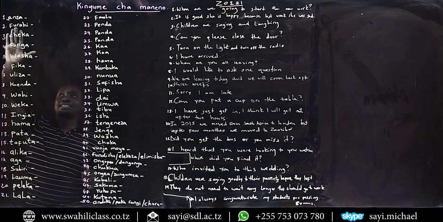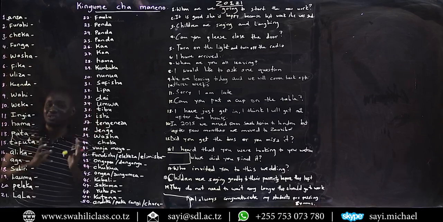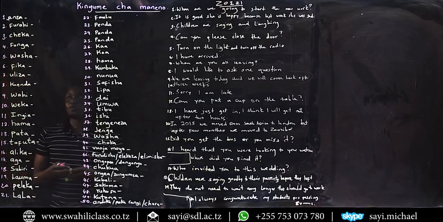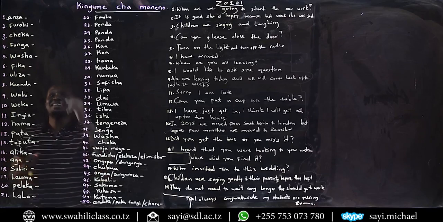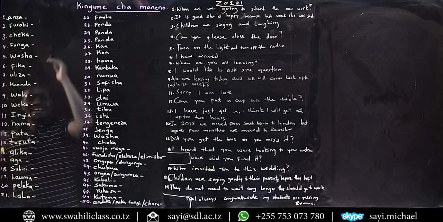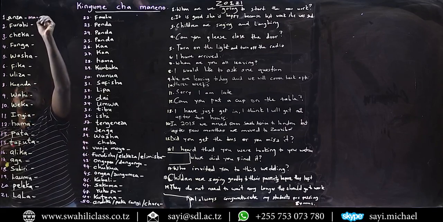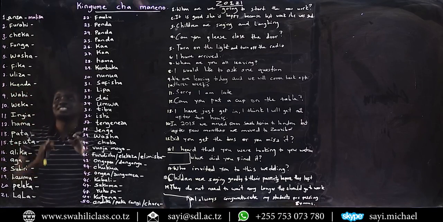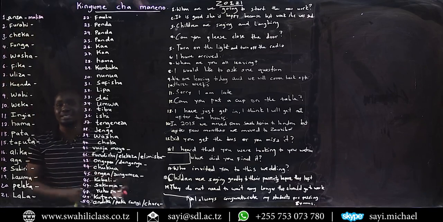So let's start with anza. Anza, you said anza is start, to start, kuanza. Okay, so what's the opposite of anza? The opposite of anza will be anza and maliza. What is maliza? Finish. Yes, anza, maliza. So maliza is finish. Kumaliza, to finish.